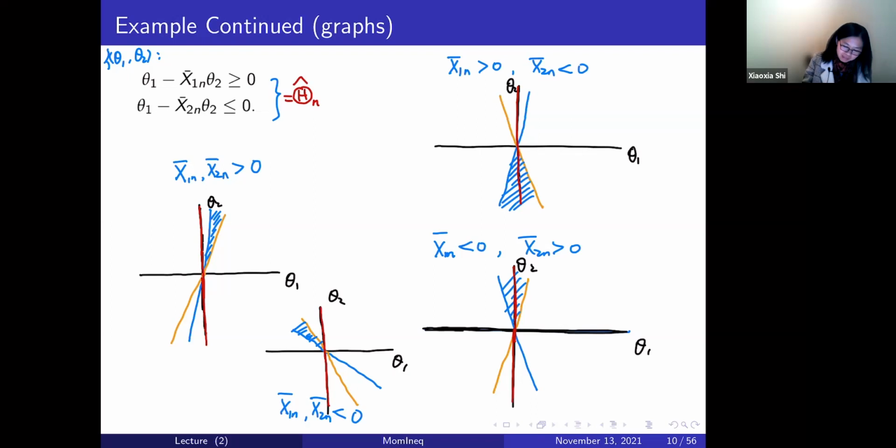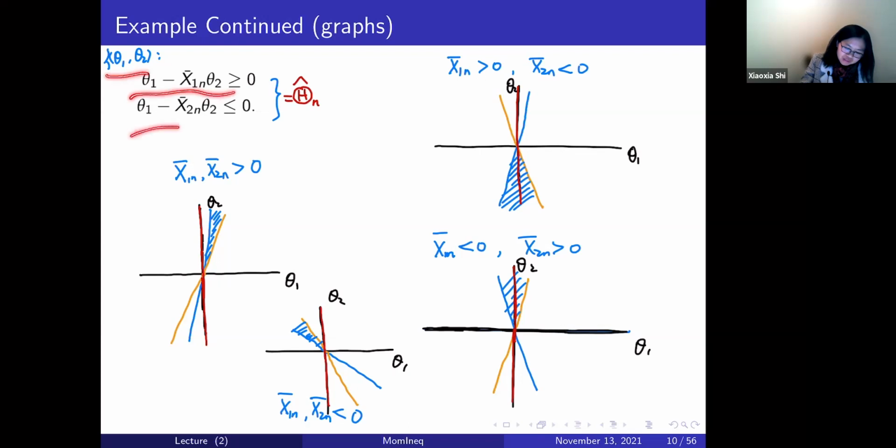And here, let's say we use this estimator. What's going to happen to the Hausdorff distance between the set estimator and the identified set? You're going to see that the Hausdorff distance is with probability 1 infinity. So it's not going to converge to 0 even when n goes to infinity. Right. So the reason is very simple.